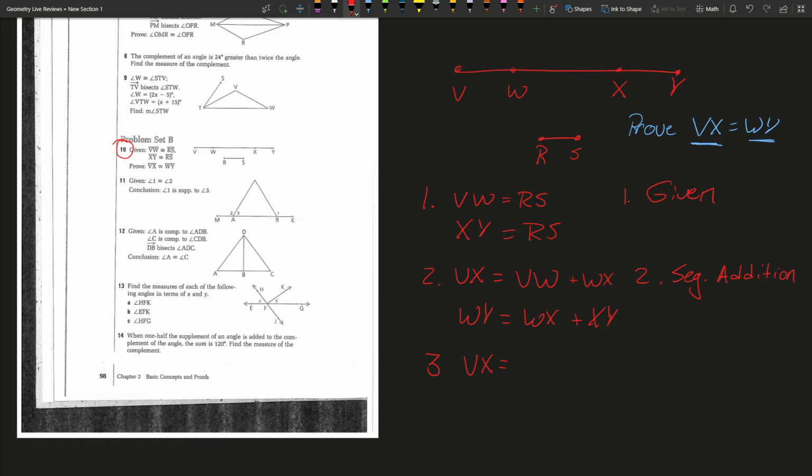So we can rewrite Vx as Vw, which is really just Rs plus Wx. And we can rewrite Wy as Wx plus Rs. So in this step, we use substitution.